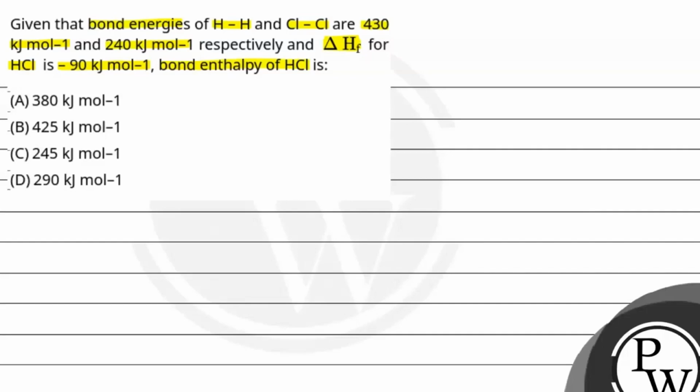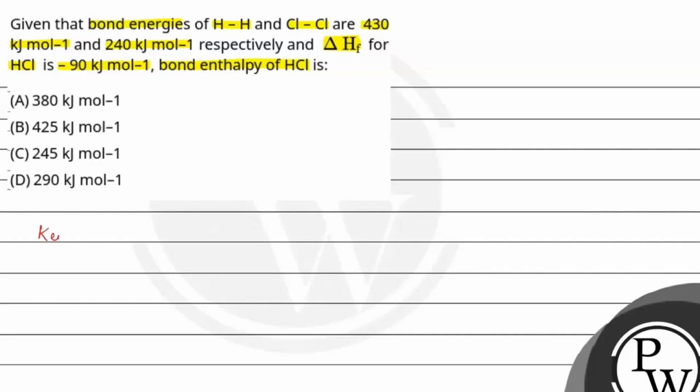So we have four options. Option A is 380 kilojoule per mole. Option B is 425 kilojoule per mole. Option C is 245 kilojoule per mole. Option D is 290 kilojoule per mole.